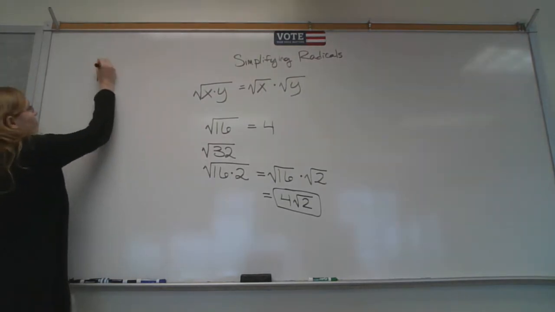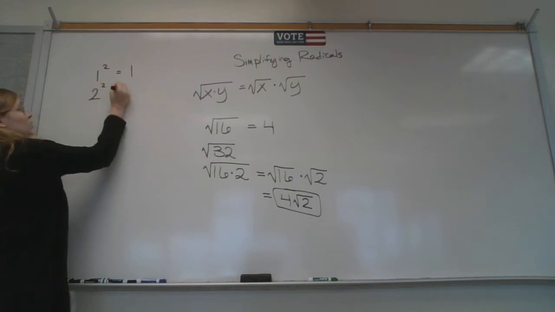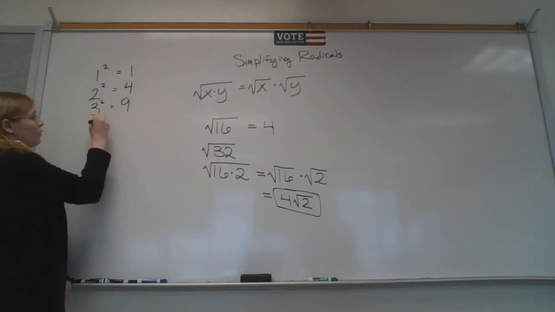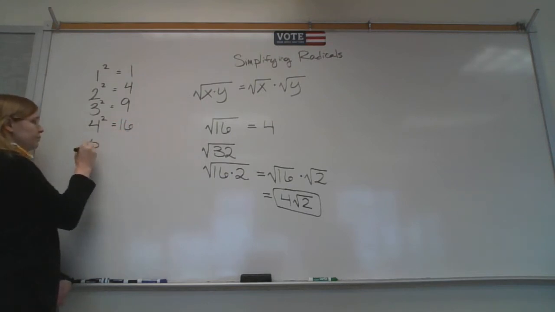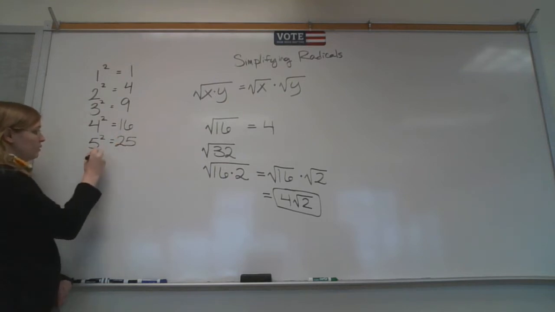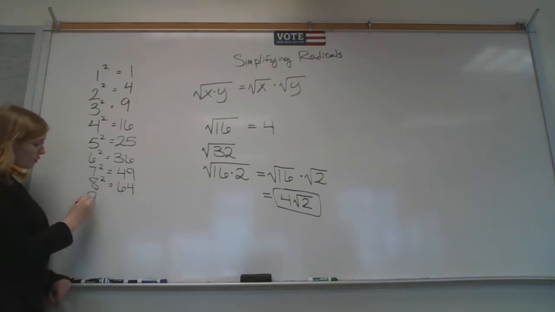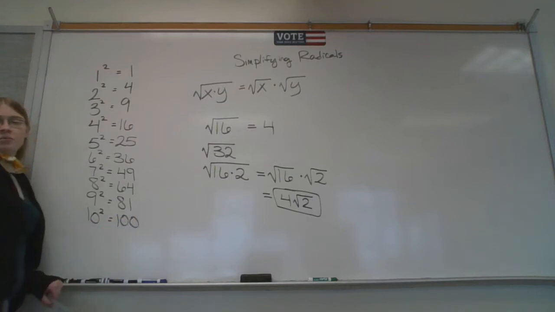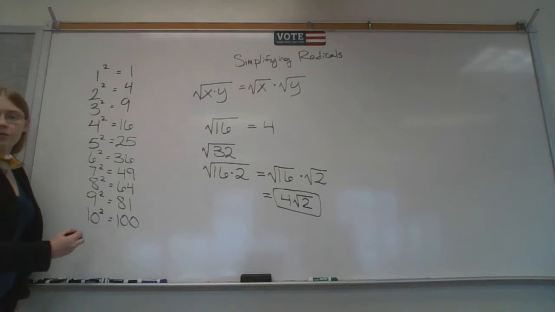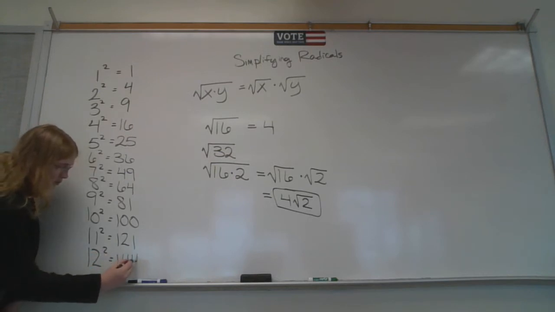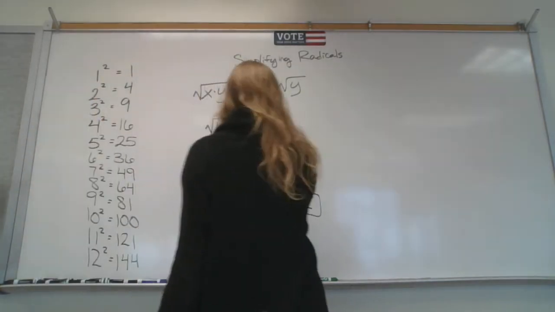So over here, 1 squared is 1, 2 squared is 4, 3 squared, 3 times 3 is 9, 4 squared, 4 times 4 is 16, 5 times 5 is 25, 6 times 6 is 36, 7 times 7 is 49, 8 times 8 is 64, 9 times 9 is 81, 10 times 10 is 100. I'll stop there for now. We could go on. I have room on my board. I'll go down to 12. 11 squared is 121 and 12 squared is 144. Okay, and I'll put those in some kind of document on the Google Classroom.